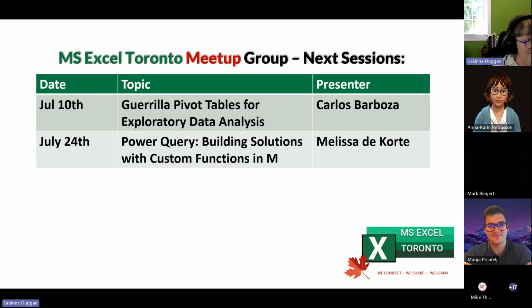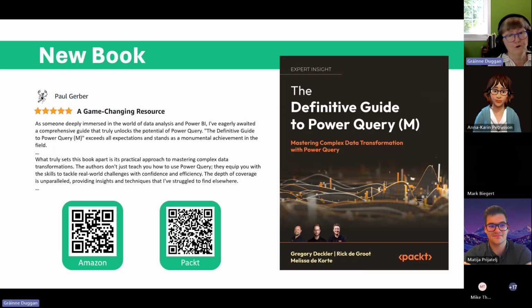And the reason I say that is because Melissa wrote this book, with two other people, Gregory Deckler and Rick de Groot. And I can tell you the thing is 700 pages. I'm a third of the way in, and it is mind-blowingly detailed, but it's not for beginners. If you're just starting out on your Power Query journey, this is not for you. It's not about the UI. It is strictly about manipulating the code. But once you get to the stage where you want to do that, you have to have this book. It is spectacular. So enough of the sales pitch.